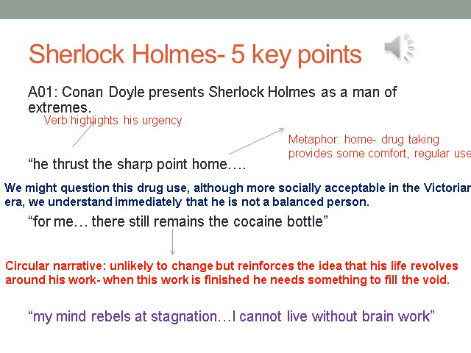So we're going to have a look at 5 key points for Sherlock Holmes. So our first AO1 statement is that Conan Doyle presents Sherlock Holmes as a man of extremes. And we're going to have a look at how he's introduced by taking drugs. So the quotation is, he thrusts the sharp point home.